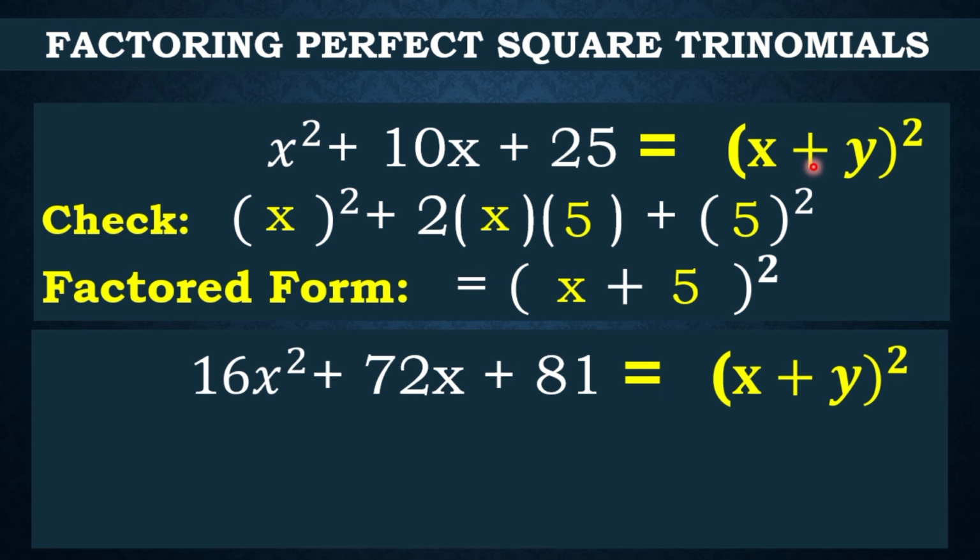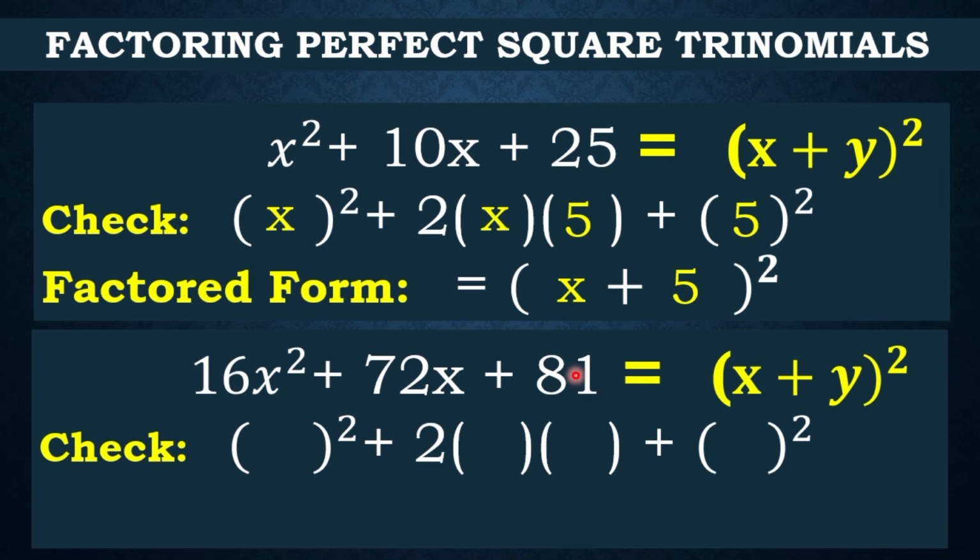Okay? Next. So, check natin to. 16 is a perfect square, also x squared. And then 81 is also a perfect square. So, check natin. So, what is the square root of 16? That is 4x. So, ito ay pag kinuha natin ang square root nito, that is x. And then square root of 81, that is 9. So, twice the product of the square root of first and last. So, lalagay natin dito yung square root ni first at square root ni last term.